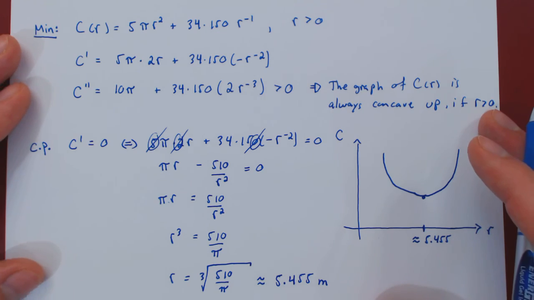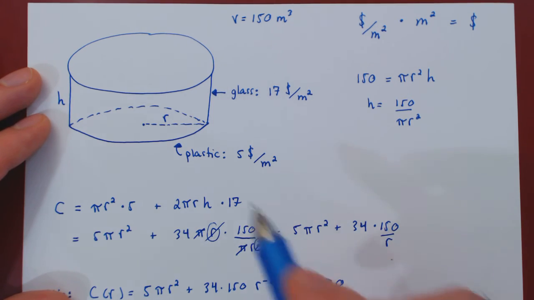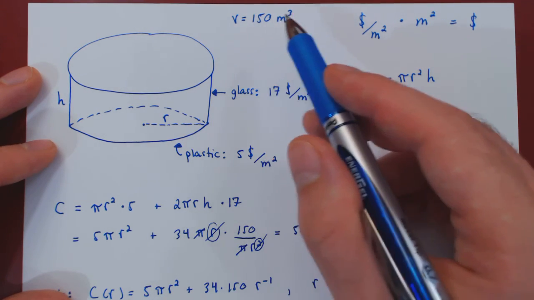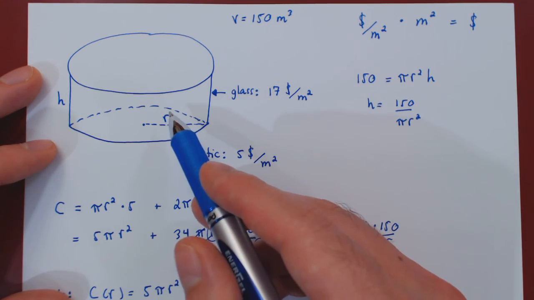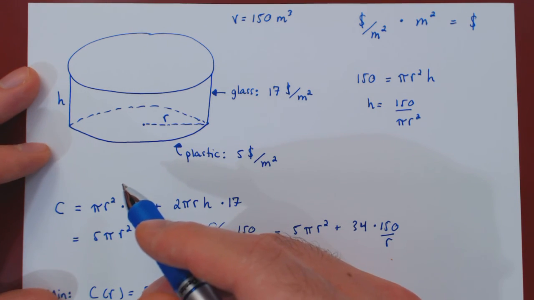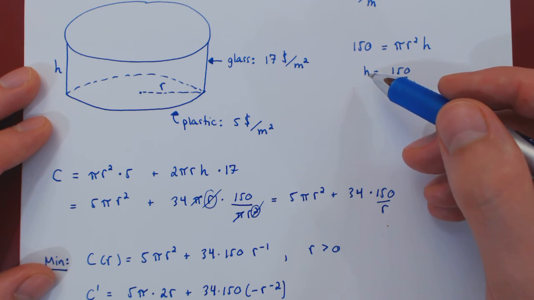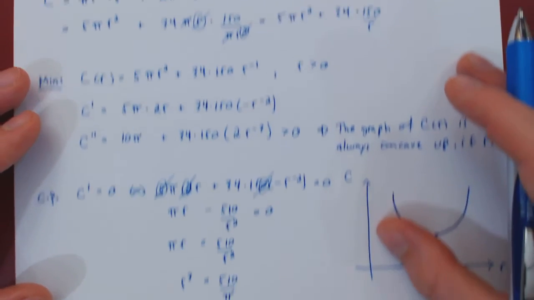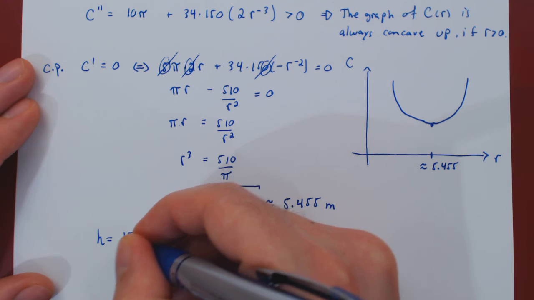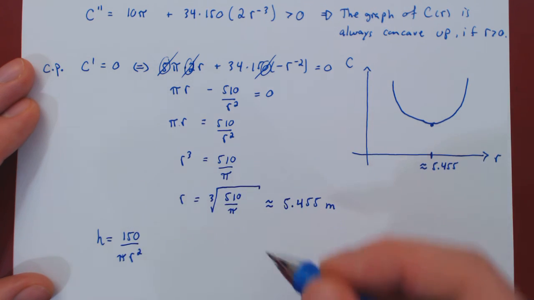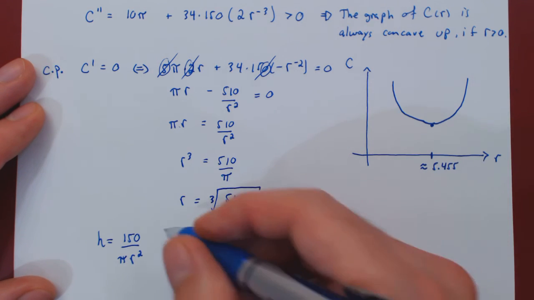Now we're left with finding the height of our tank, right? We wanted to construct a tank that could contain up to 150 cubic meters of water, and that was as cheap as possible. So we found the radius, about 5.45 meters. What about the height? Well, the height, if we go back, was 150 over pi r squared. So we can plug back in. The height was 150 over pi times the radius squared, but we now have the value of the radius that leads to the smallest cost of construction, so we can replace.